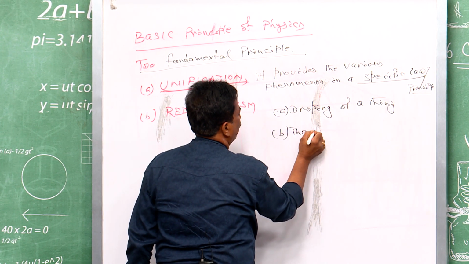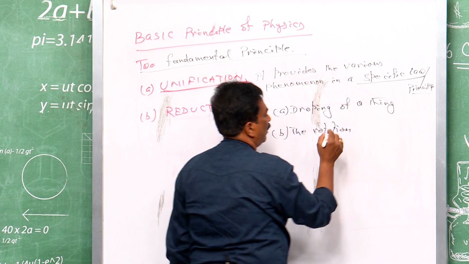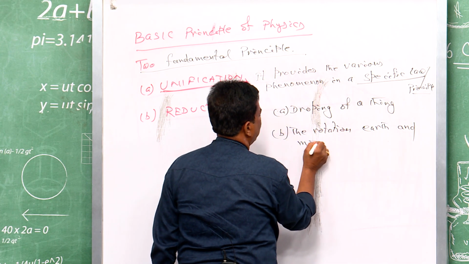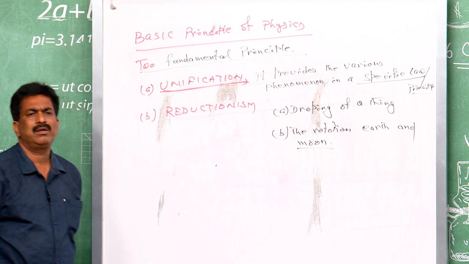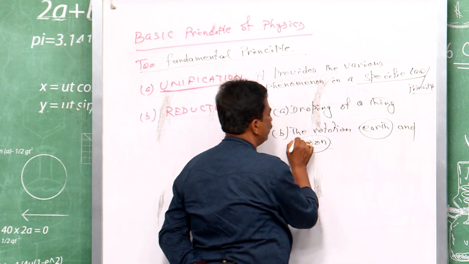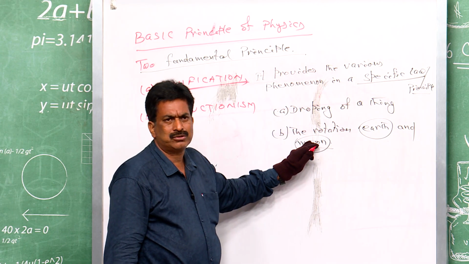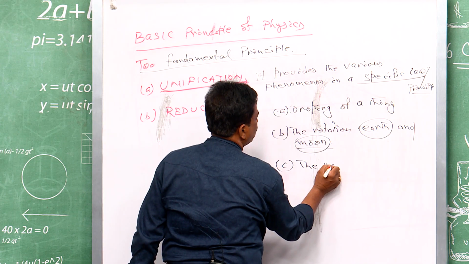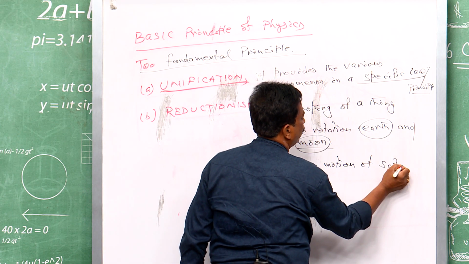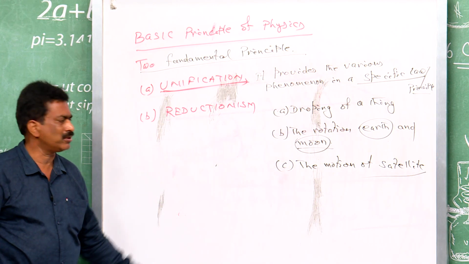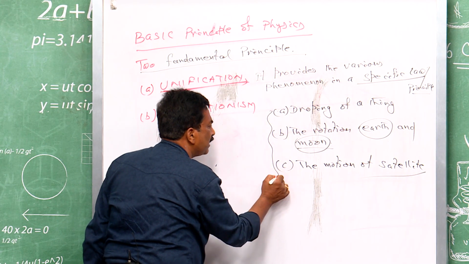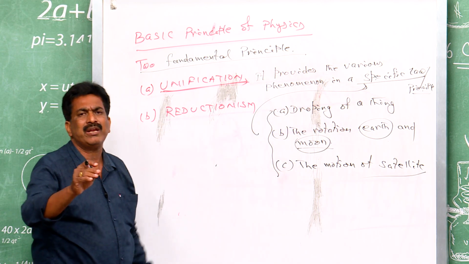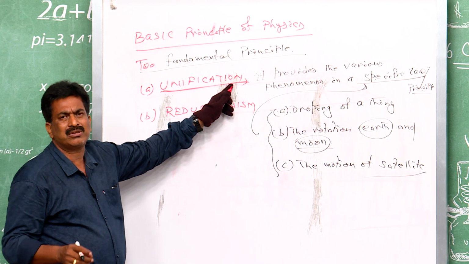The second one, the rotation of the mother and her brother, is also due to gravity. That means the earth and the moon. Earth is the mother and the moon is the uncle. The mother and the uncle are rotating due to gravity. The third one, the motion of a satellite, is also due to gravity. All these things come from a specific law or principle, that is gravity. Therefore they can be explained by one phenomenon. That type of explanation is known as unification.